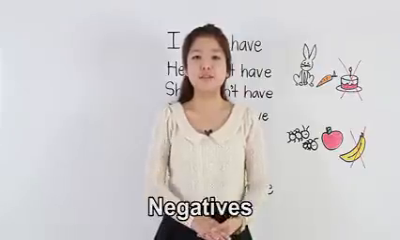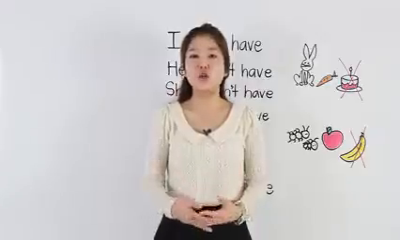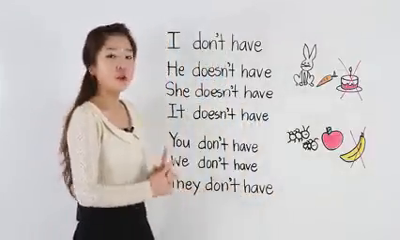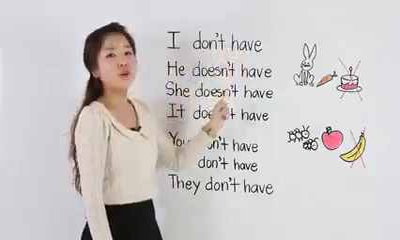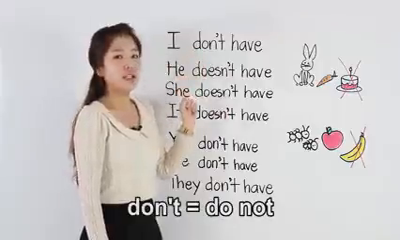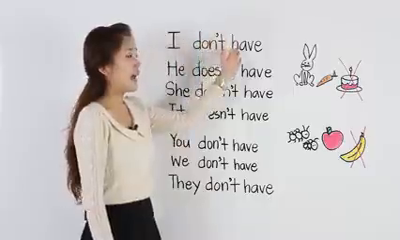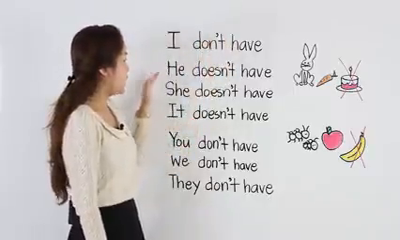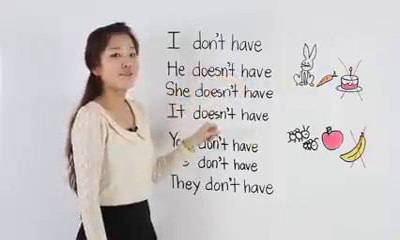Hi everybody! In this video, we're going to learn negatives with have and has. Now this is also pretty easy. You just have to remember everything that I wrote. Okay, so let's take a look at the board. First, for I, we use I don't have. Remember, don't is a contraction for do not. I don't have. For he, she, and it, we use doesn't have.